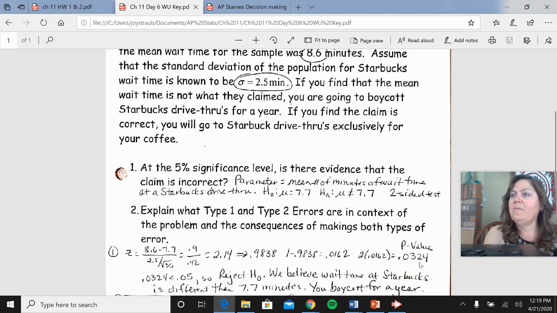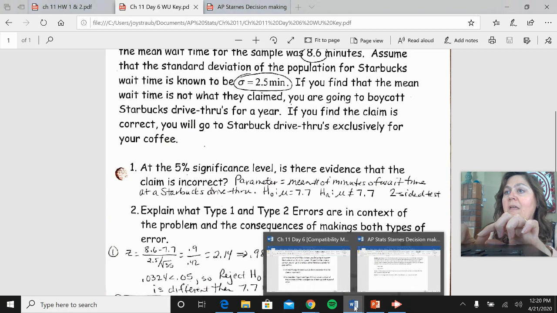So we get a p-value of 0.0324. That is less than alpha at 0.05. So we're going to reject H0, and we're going to believe that the wait time at Starbucks is different than the 7.7 minutes and end up boycotting for a year. Notice all the context that I put in my conclusion. So we're boycotting now for a year.